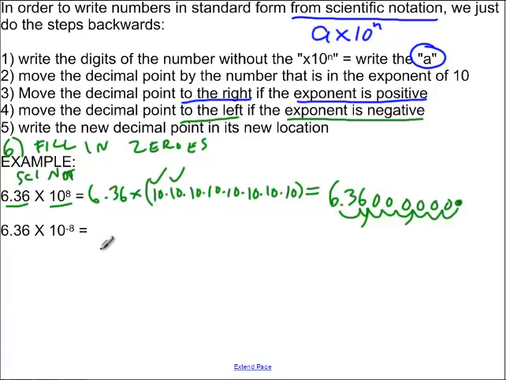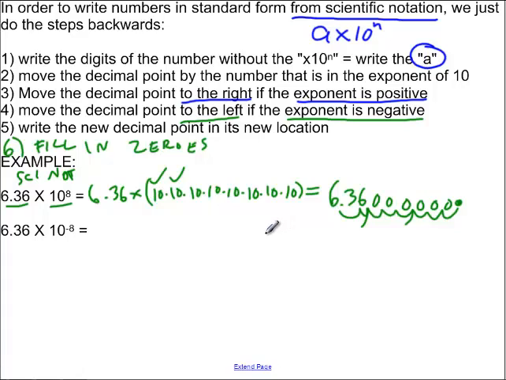Let's try another example with 10 to the -8. I've got 6.36. My first thought, I guess, is 6.36 times 10 to the -8 is 6.36 times 1 over 10 million, or 6.36 divided by 10 million. It's going to be pretty darn small.